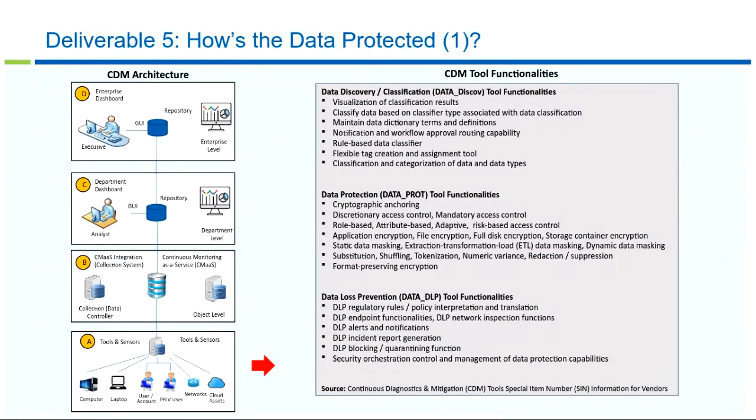Under data protection, we have cryptographic anchoring, discretionary access control, mandatory access control, role-based, attribute-based, adaptive, risk-based access control, application encryption, file encryption, full disk encryption, storage container encryption, static data masking, extraction, transformation, load or ETL data masking, dynamic data masking, substitution, shuffling, tokenization, number variants, redaction and suppression, format preserving encryption. All these are ways to protect data.